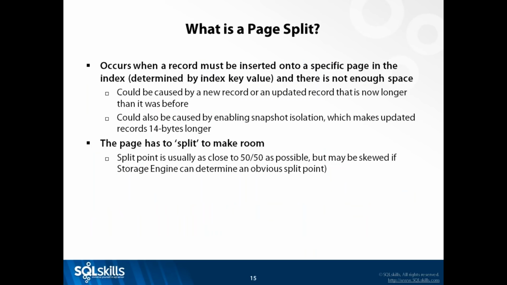So how does fragmentation happen? And by fragmentation, we're talking about the logical fragmentation, and we're talking about the page density. And most of the time, fragmentation is happening because of an operation called a page split. And a page split occurs, if you think about how an index works, when you insert a record, there is a defined index key. So the new record has a defined point in the index where it must be inserted. Right? You have no choice, or I should say the storage engine has no choice.